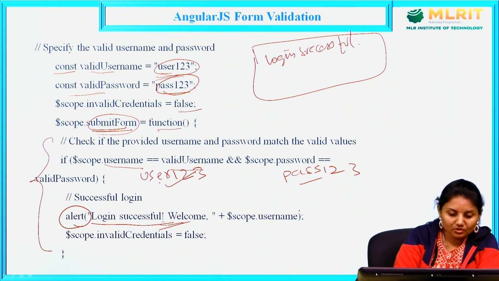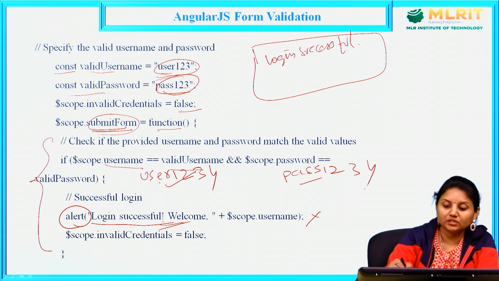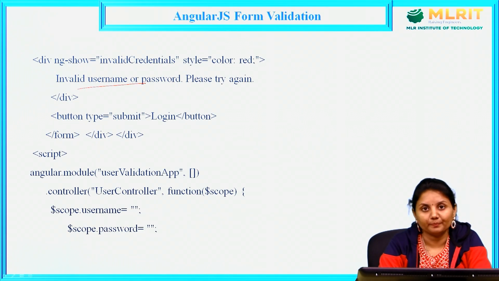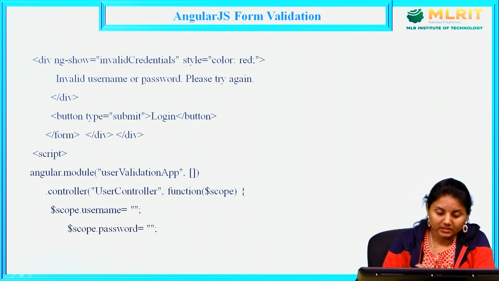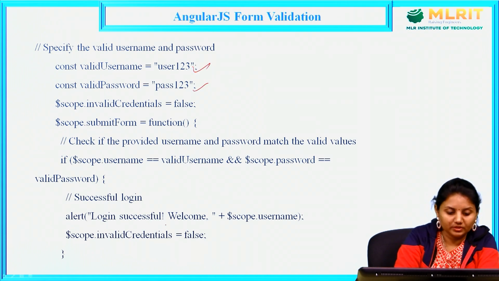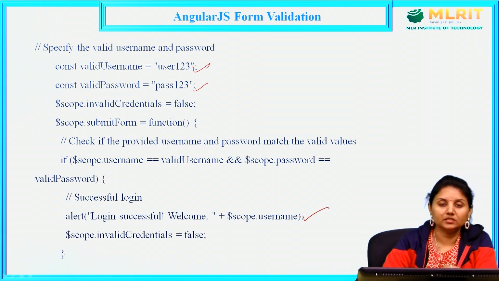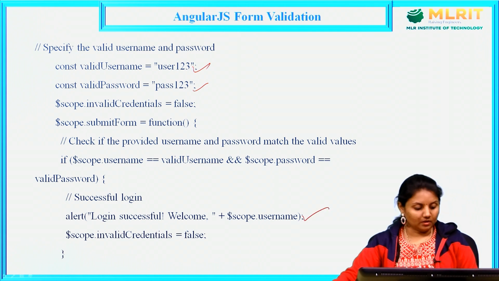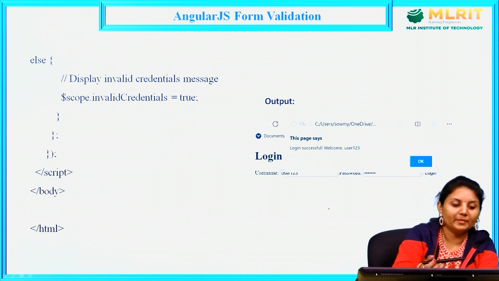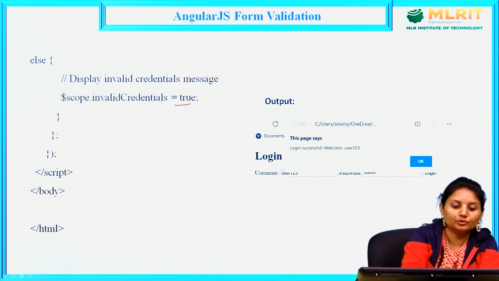If this is not correct, if user 1, 2, 3, 4 is given, here 4 is given, then what will you get? The output will be: Invalid username or password. When will it be login successful? Only when user 1, 2, 3 and password 1, 2, 3 are given here, then that alert message will be displayed. Okay, so this is how you have to write, else you have to make that invalid credentials true.